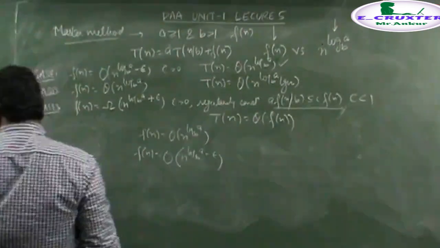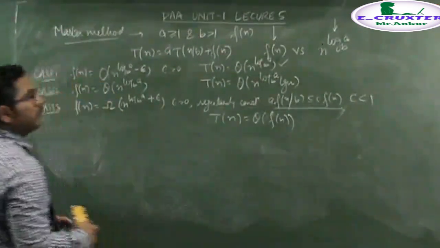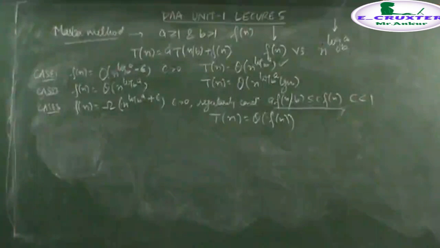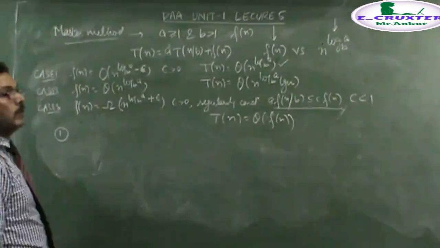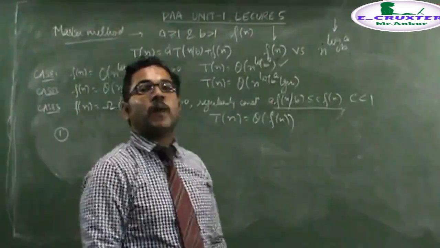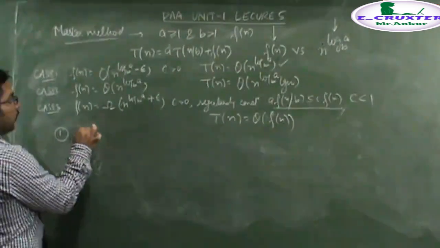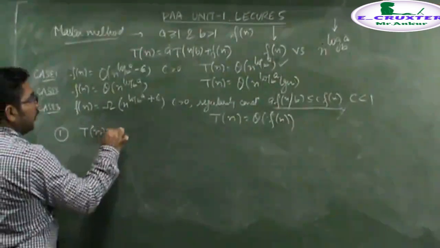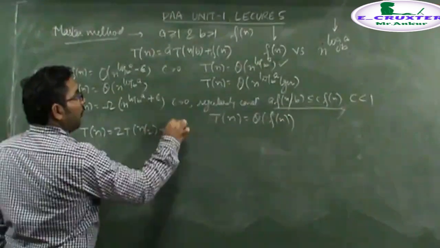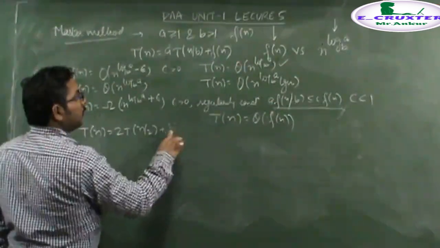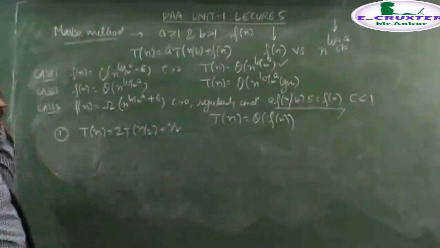Now, I am covering 3 examples to make you understand. The first example: let's consider the recurrence equation of merge sort. It was T(n) equals 2T(n/2) plus f(n), and f(n) was theta of n, that is, n. What is the running time of this equation?